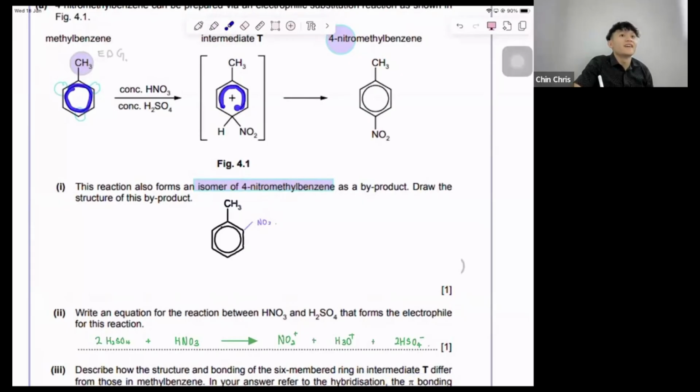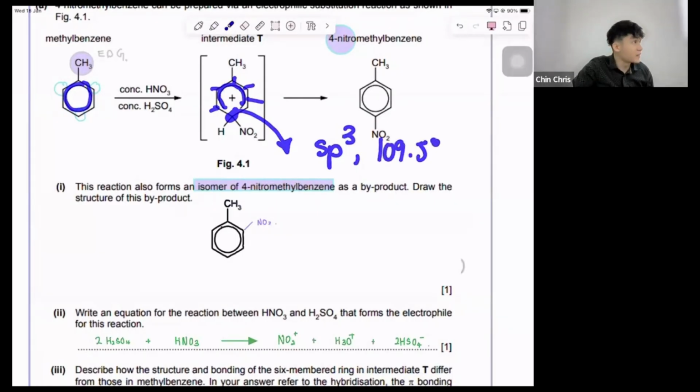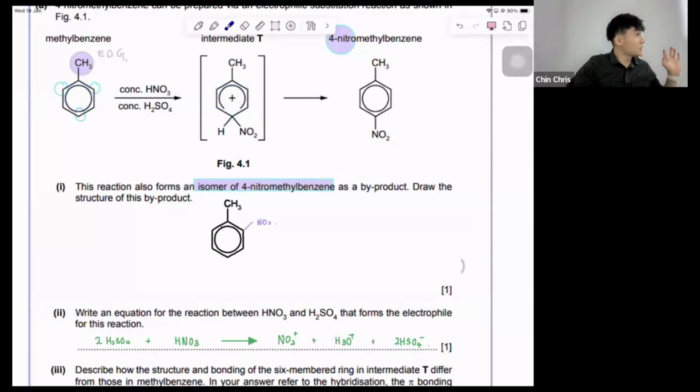Benzene ring is sp2 hybridized, correct? Then in intermediate T, the delocalized benzene ring is broken, correct? Only spread across 5 carbon. So you have this carbon, which is what hybridized? sp3. Bond angle 109.5. Okay, understand? That's it. So we've done something similar, right?